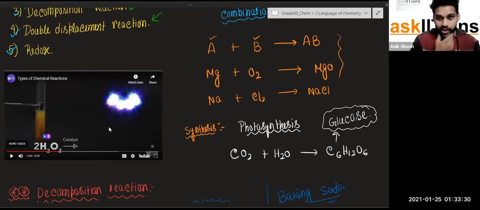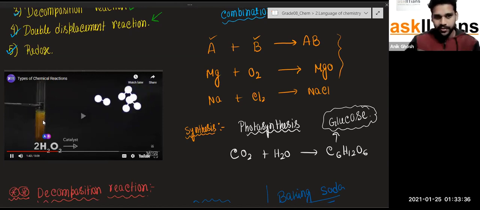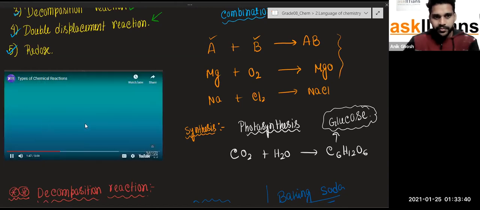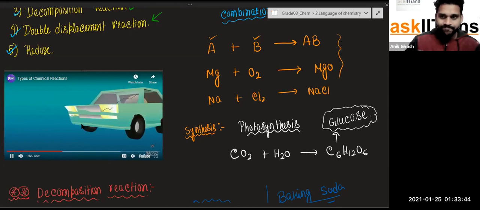But the thing is, if you want to make it faster, you just have to add some catalyst with that. You can see how the oxygen gas and water is coming. That's a very good thing they're saying.